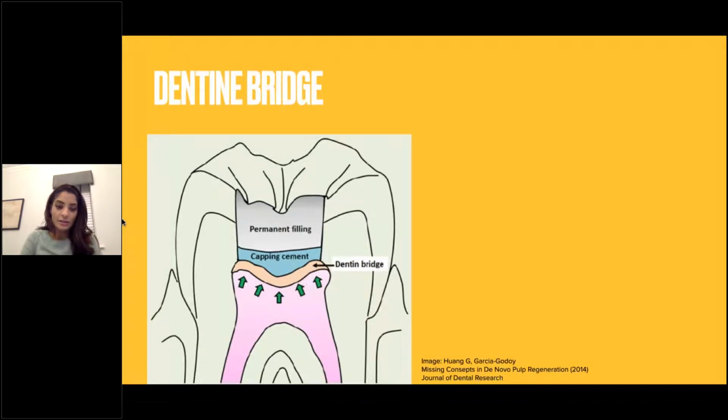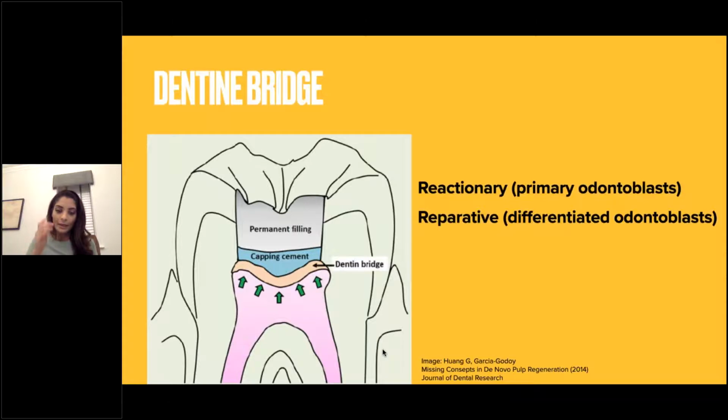So what we're trying to do with this pulp cap is create this dentine bridge. So we can see here, this is the pulp. We've got a capping cement that's been placed over it and a permanent filling on the top. And what we're aiming for is a tertiary dentine bridge, so for the pulp and the odontoblasts that line the pulp to form this bridge. And a good capping cement will mean that the bridge that's formed is much better.